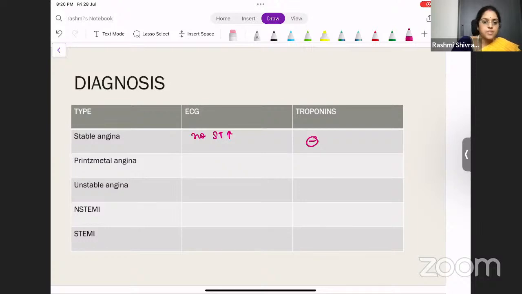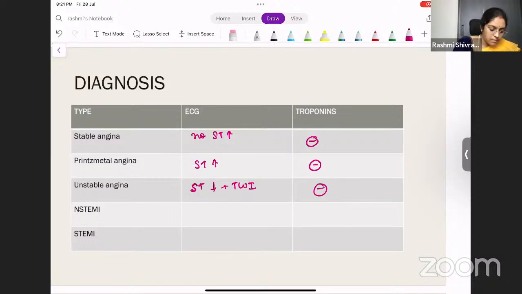So what happens in Prinzmetal angina? Again, there is transmural ischemia, so ST elevation will be there, but the troponins will be negative because there is no infarction. There is only ischemia, but no infarction. What happens in unstable angina? There will be ST depression and T wave inversion, but when you check the troponins, they will be negative. Why are the troponins negative? Because there is no infarct. It is only an ischemia. So there are no troponins.